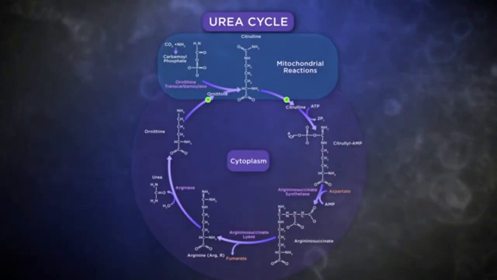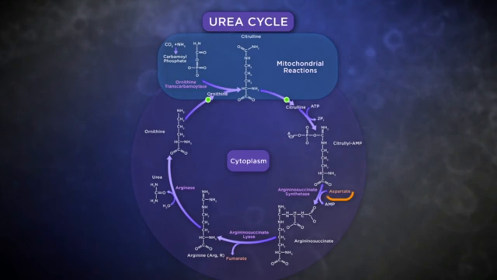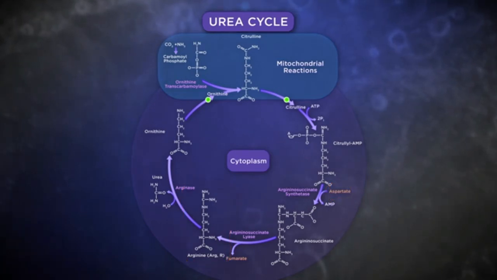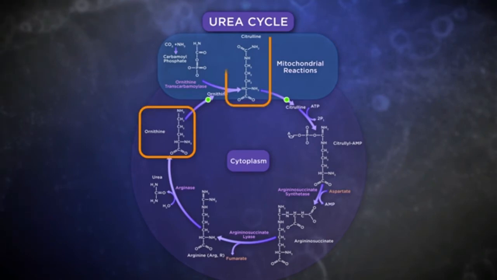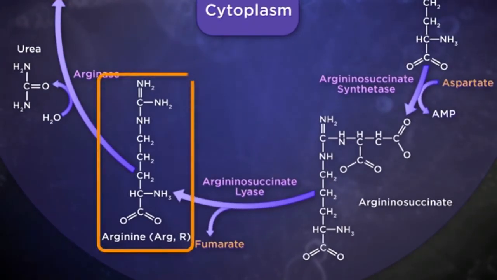The cycle encompasses 6 reactions. Intermediates include 2 amino acids found in proteins, these are aspartate and arginine, and 2 other amino acids that are not even used to make proteins. They're known as ornithine and citrulline. Urea is formed by splitting arginine, and the cycle is circular like the citric acid cycle.